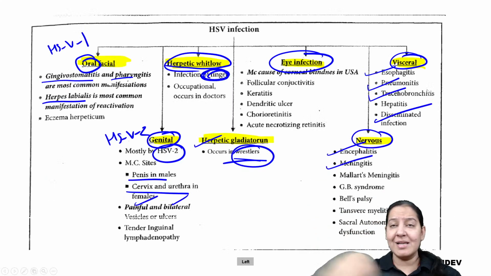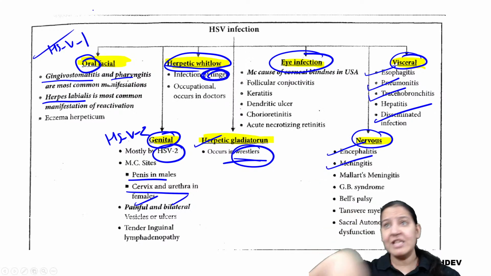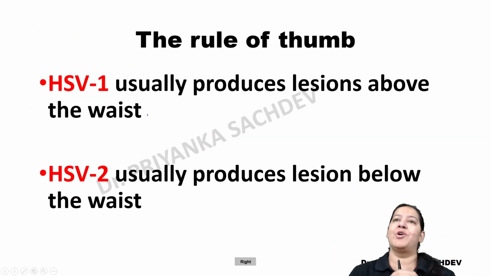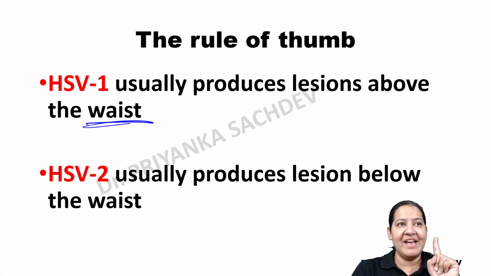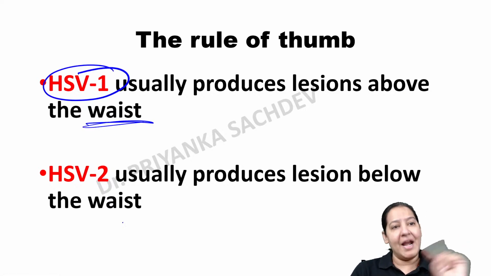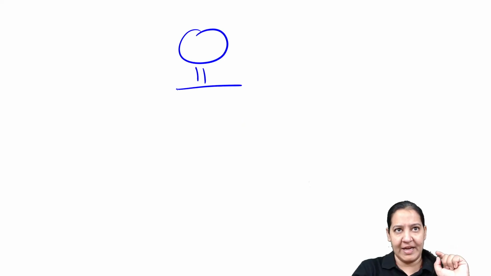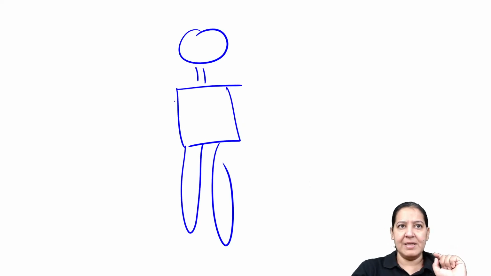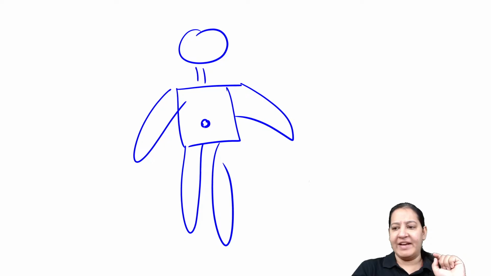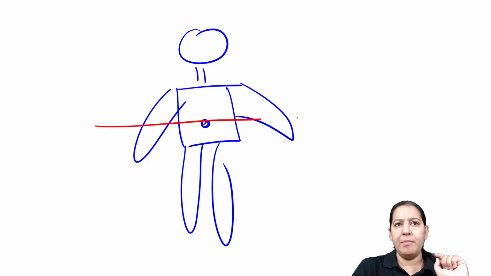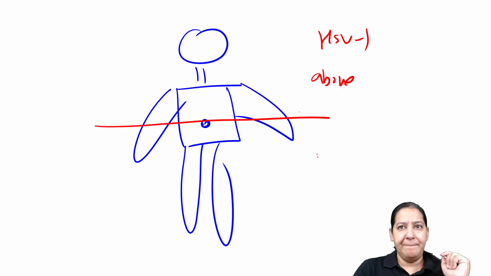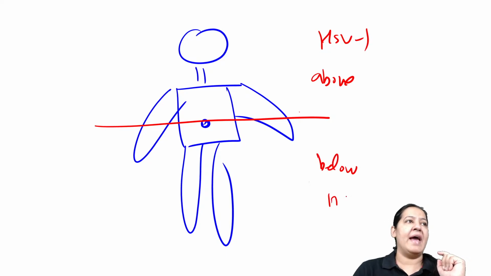Now some of these vesicles are formed by HSV1. Some of these vesicles are formed by HSV2. So this is the general rule. Vesicles above the waist are caused by HSV1 and below the waist are caused by HSV2. I have drawn the diagram also. I am drawing it again. So this is a person divided at the level of the umbilicus. So vesicles formed above this region are caused by HSV1, and below this region are caused by HSV2.